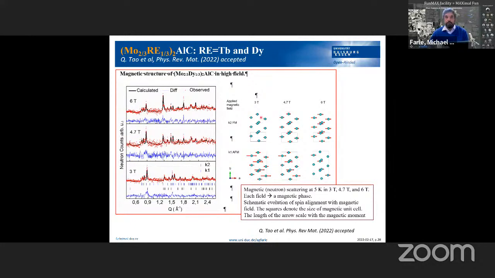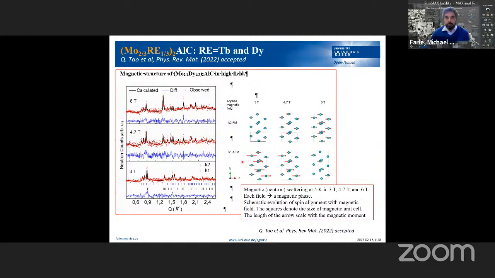So the average magnetic moment on the dysprosium side is very small in 3 Tesla, in 4.7 Tesla, so to speak, it grows, and in 6 Tesla it grows. Certainly the moment itself does not increase, it's just that the averaged local fluctuating moment is stabilized. Now, this is a ferromagnetic arrangement.